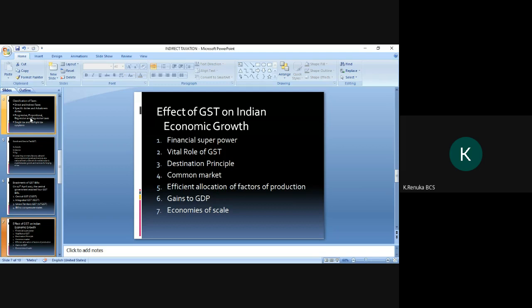Next, the imports should be subject to both CGST and SGST, that is central GST and state GST, at the time of importation, irrespective of whether the imported goods are produced domestically. Moreover, GST will redistribute the burden of taxation equitably between manufacturing and services. So the tax rate has been fixed based on the international, the central, and the state levels.